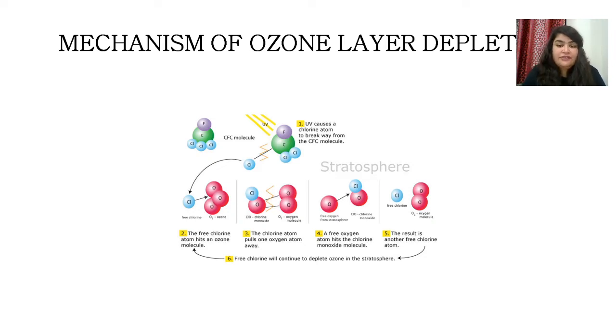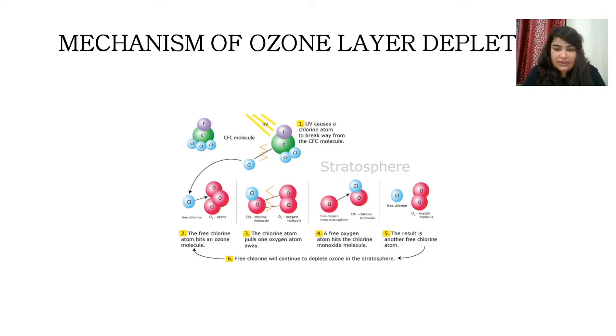ठीक है? फिर क्या आता है? Free oxygen from the stratosphere is there, so we have ClO along with it. So free oxygen atom जो आपके पास आ गया, वो जाकर उसके साथ react करेगा, और फिर क्या होगा? A chlorine monoxide molecule में से chlorine free radical will be released and an oxygen molecule will be there, right?